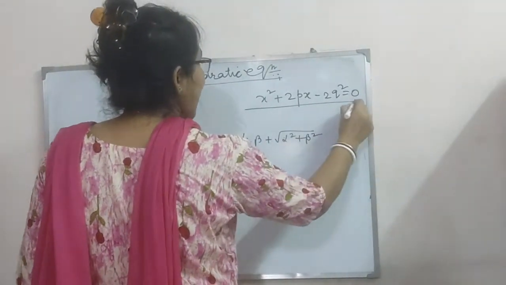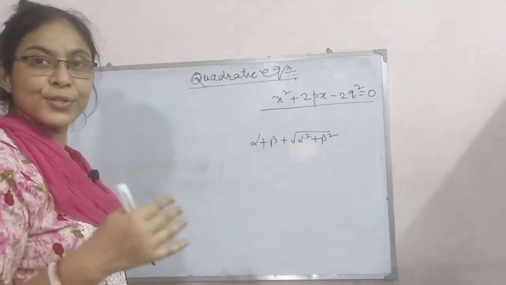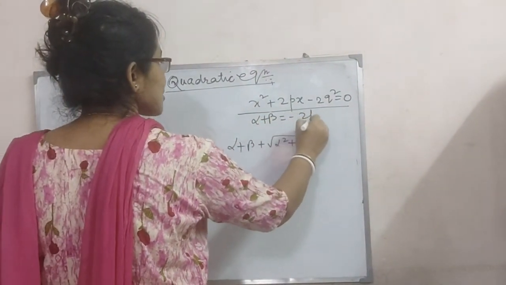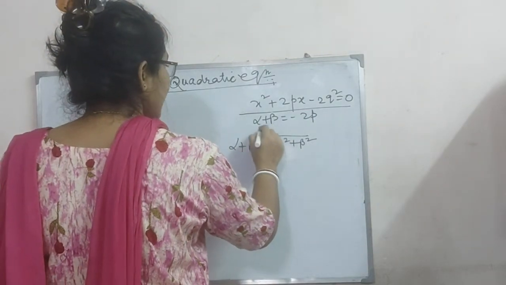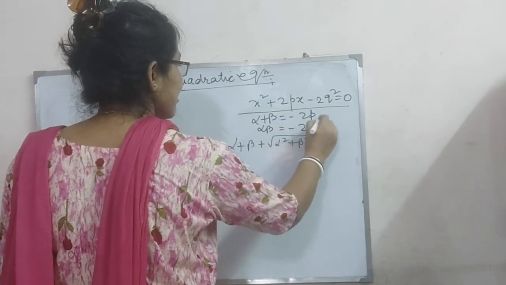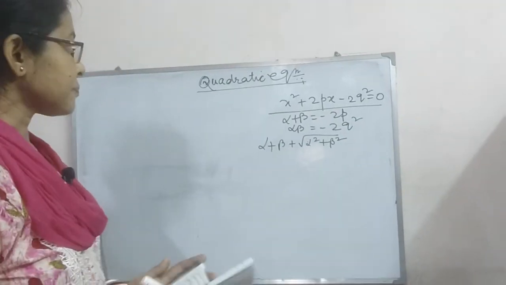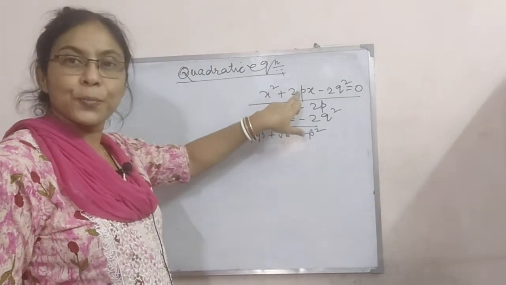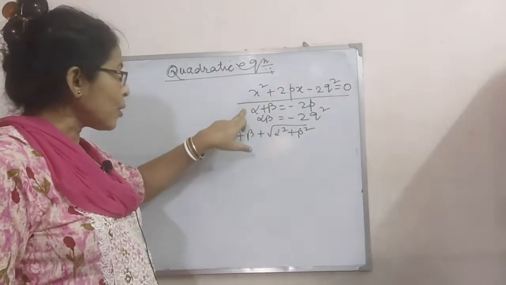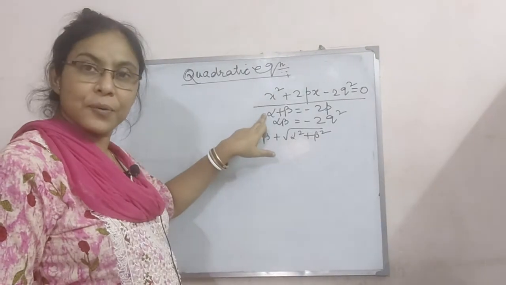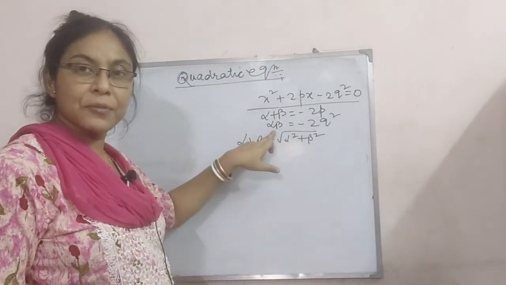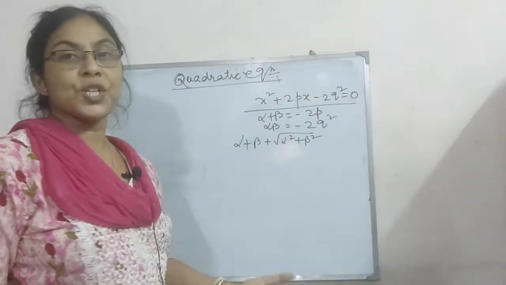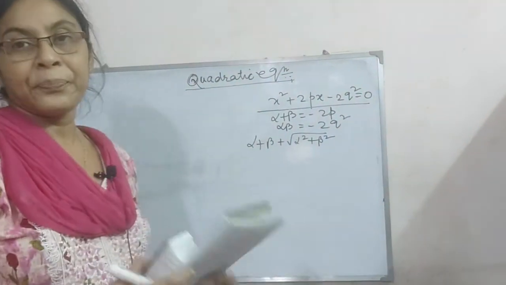It is given that alpha, beta are the roots of this equation. That means alpha plus beta equal to minus 2p and alpha beta equal to minus 2q square. So I will get alpha plus beta equal to minus 2p and alpha beta equal to minus 2q square. We have to form the equation whose one root is this.